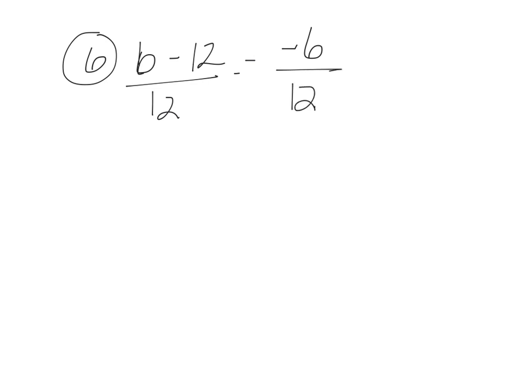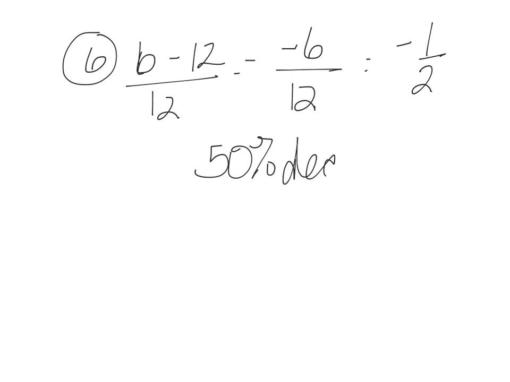Number 6, from 12 liters to 6 liters. So now it's a decrease because it's going to be 6 minus 12 over 12, and we're going to get a negative 6 over 12. And we know 6 over 12 is basically a half, so a negative half. And so then we know that's a negative 50% because a half is 50%. And so we're going to write it as a 50% decrease.